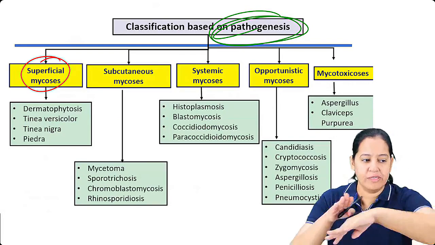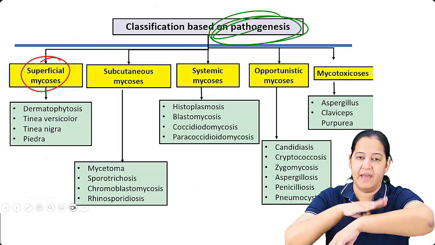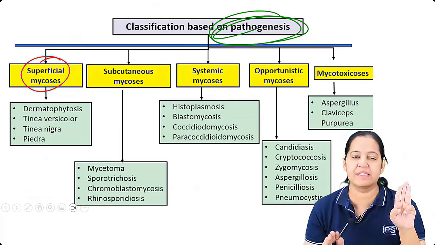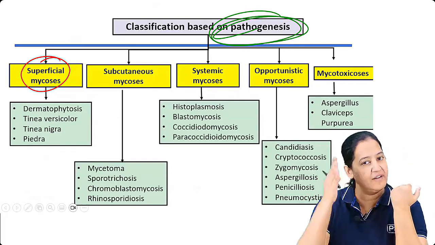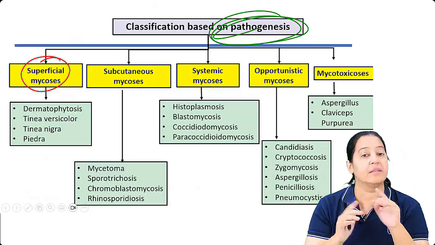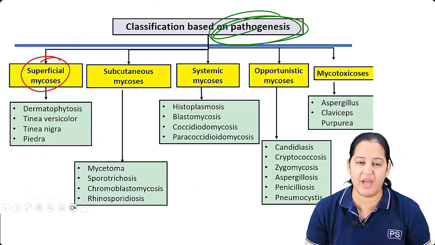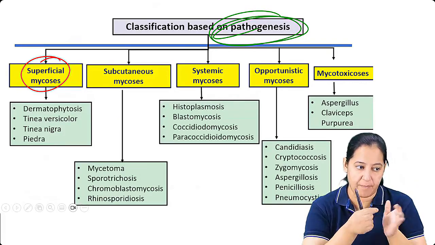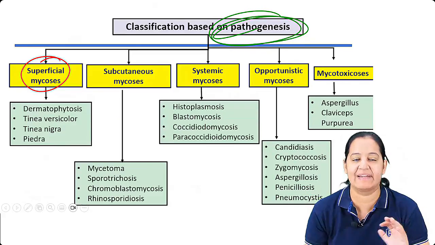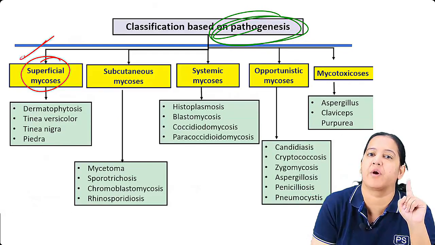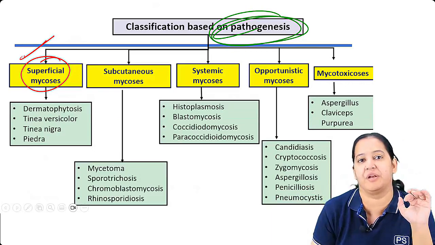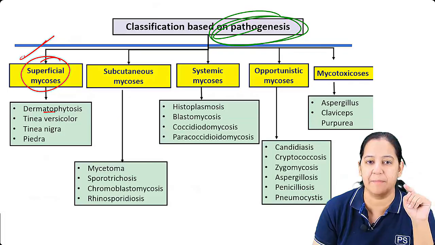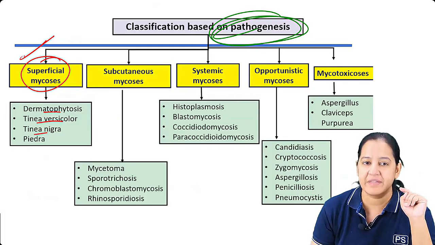Some fungus involve only the superficial layer of the skin, the keratin. Keratin is the dead layer of the skin, hair, and nails. We have keratin in the skin, in the hair, and in the nails. We cut hair and nails and we don't have pain. If we scratch out the keratin, like on the thumb or palm, we don't have pain because it is a dead layer. So disease of the keratin is superficial mycosis. There are 4 fungus which involve the superficial layer: dermatophytosis, tinea versicolor, tinea nigra, and pedra.